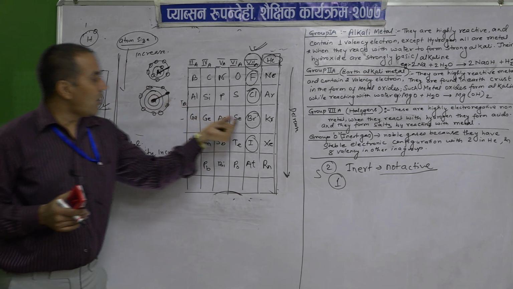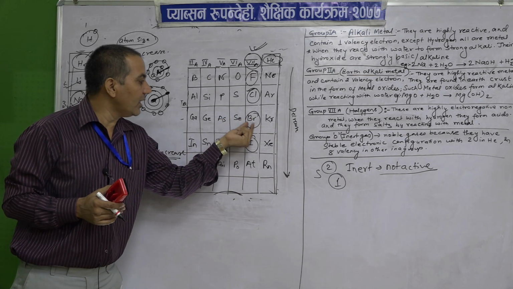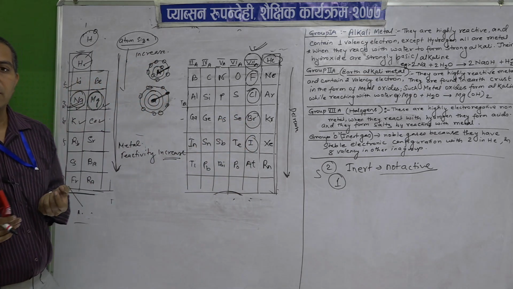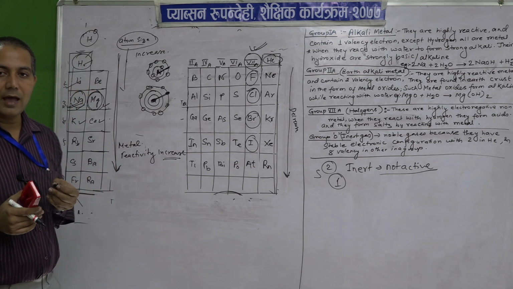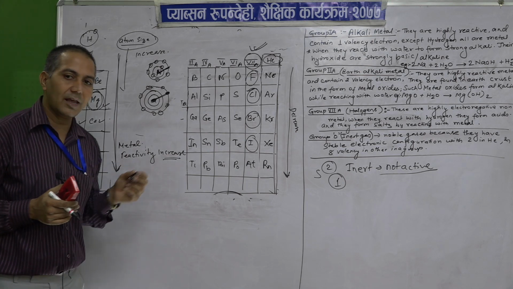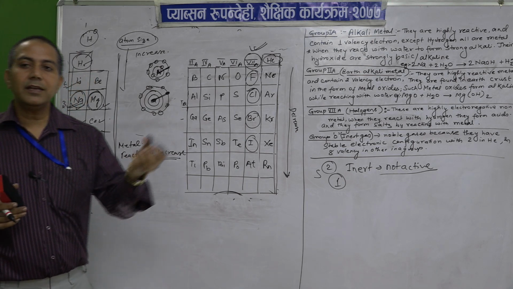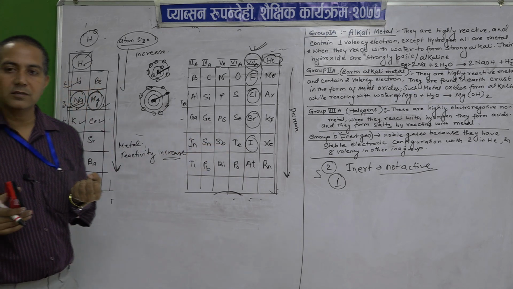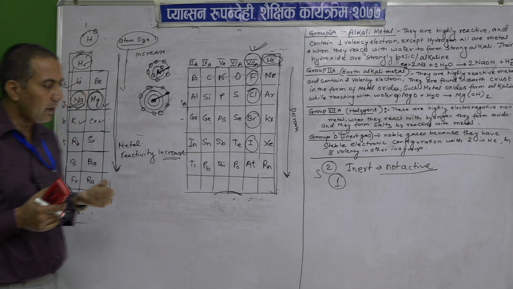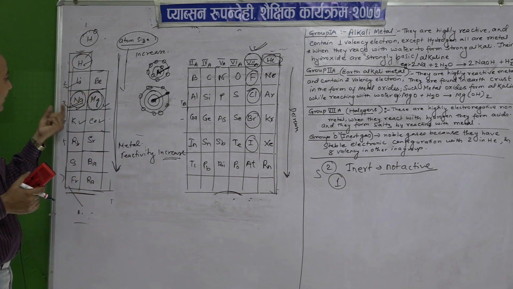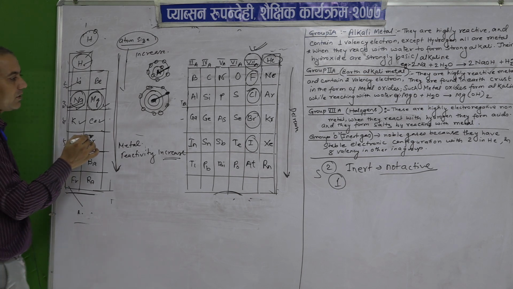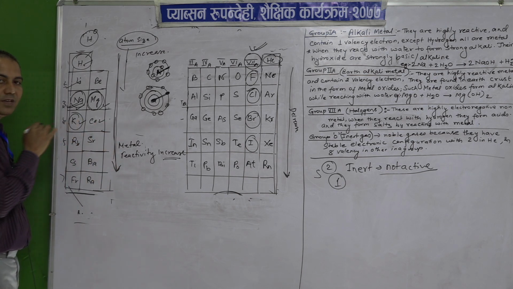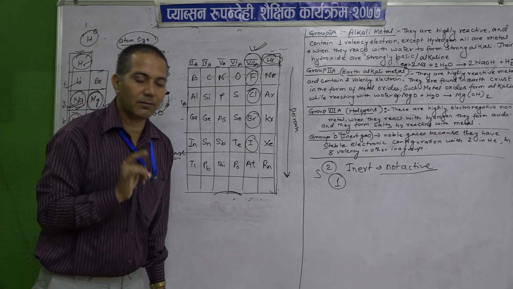Why is bromine more reactive than iodine? Because the atomic size, or atomic radius, of bromine is less than that of iodine, due to which it can easily pull an electron into its electron shell, compared to iodine. Likewise, between sodium and potassium, which one is more reactive? Potassium is more reactive than sodium.